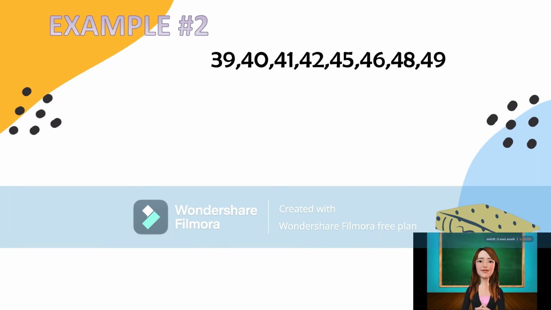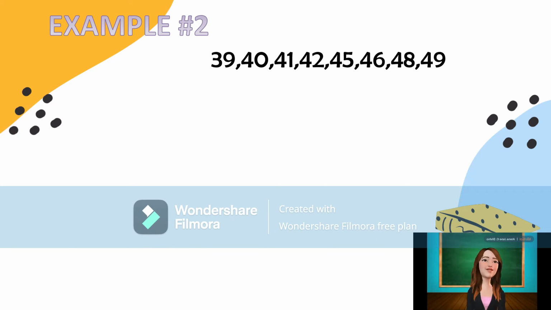Yes, Aries. Okay, so Aries' answer is 39, 40, 41, 42, 45, 46, 48, and 49. Are the data now arranged in ascending order? Very good. Now, who can give me the middle number? Yes, Abby. The middle number is 42. Oh, you're raising your hand, Al. The middle number is 45.